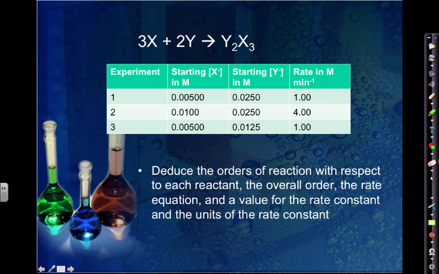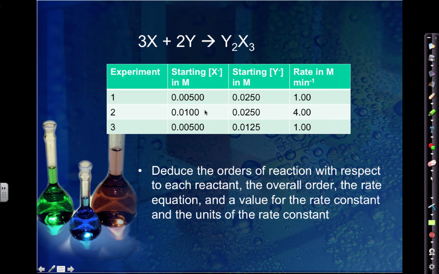All right, let's look at this reaction. So we're going to deduce the orders of the reaction. We're going to find the overall order, and the actual rate equation. And then I want to know the value and the units for K, the rate constant. So we're going to do the same thing. We're going to look to see what's happening to X, what's happening to Y, and what happens to the rate as a result of that. So let's look at X first.